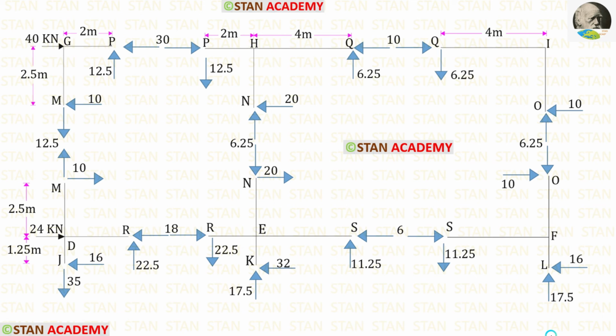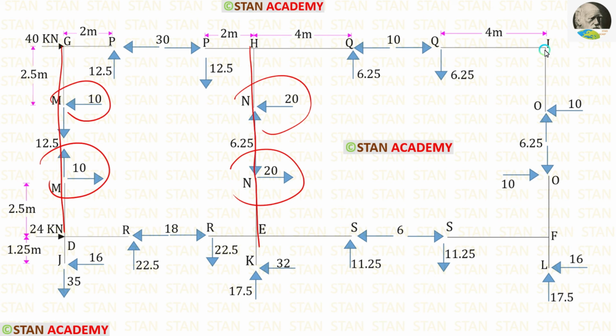Now let us enter the shear forces. From the shear forces, we can find the moments very easily. Shear forces are the forces which act perpendicularly in the member. For the member GH, it is 12.5. For the member HI, it is 6.25. For the member GD, it is 10. For the member HE, it is 20. For the member IF, it is 10.